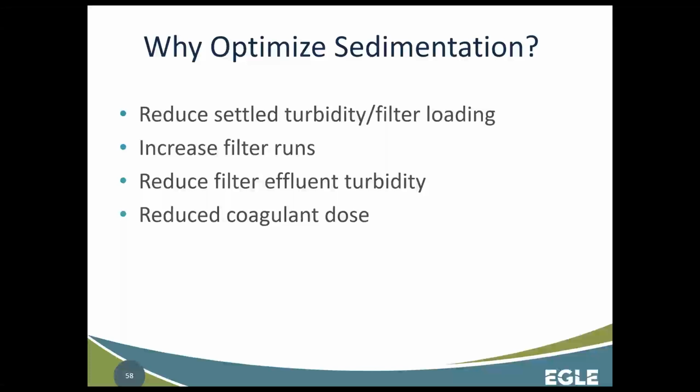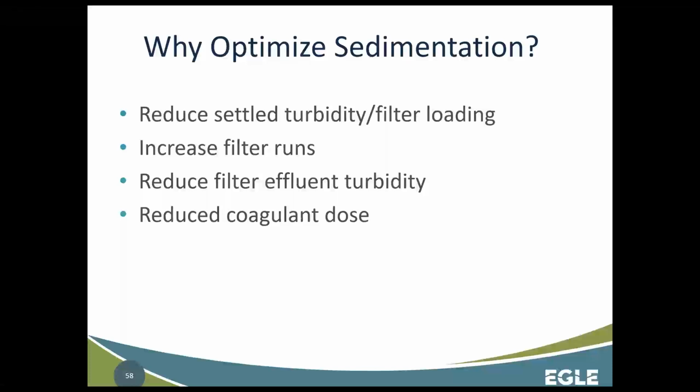You're consuming water for your backwash, and that filter is offline. It's not making water during the backwash. You may have to do filter to waste. It's a lot easier to remove turbidity from the settling basin. It's got equipment in there to remove it than it is to go ahead and try and remove it from the filter with a backwash.